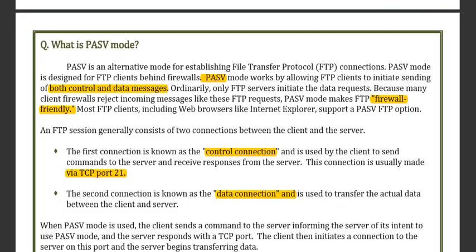What is PASV mode? PASV means the passive section. This passive section is for the File Transfer Protocol. By this passive section, the control connection is generated via the TCP port 21, and the second connection is known as the data connection that we have already seen in the diagram. This is also a firewall friendly section. That is all we used.